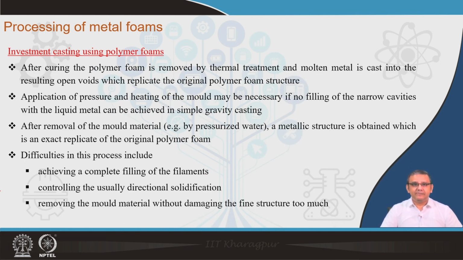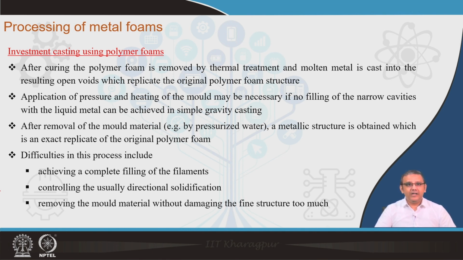Now, this process which has been discussed until now might have some difficulties involved. The first difficulty that could arise is achieving a complete filling of the filaments. That means, as I mentioned, the first process in this manufacturing route is the filling of the pores of the initial polymer foam with the plaster slurry, and this might be difficult because the pores are very small and also filled with air. So, there might be small bubbles remaining which are not filled with the plaster slurry properly, and those unfilled regions will give rise to defects in the final foam structure.